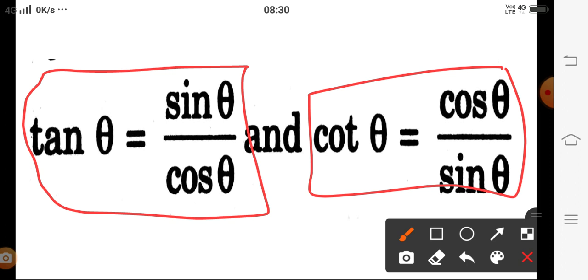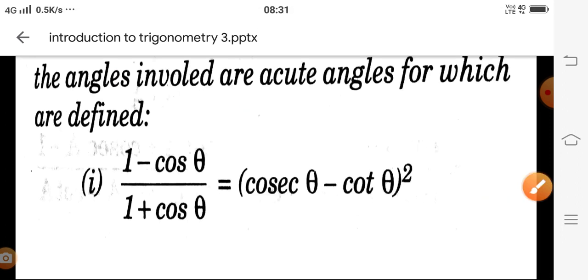When we replace all these values, tan in terms of sine and cos, cot in terms of sine and cos, cosec in terms of sine, sec in terms of cos, by using these relations, then easily you are getting the answer. And when we are using these, we are getting the identities. The basic relation is sine square theta plus cos square theta is 1. Then let us solve some questions here.